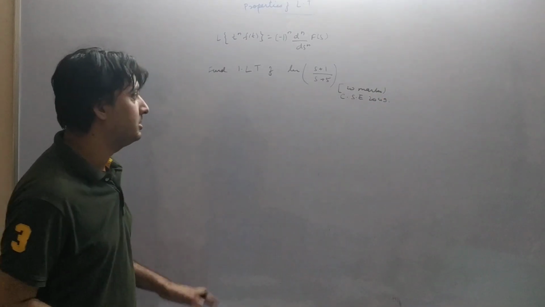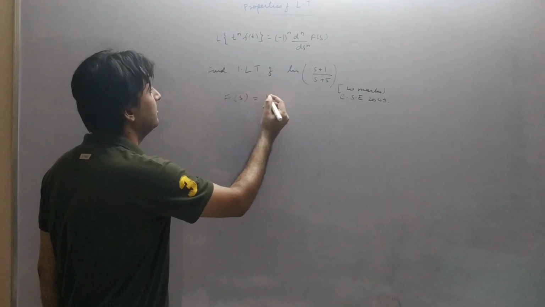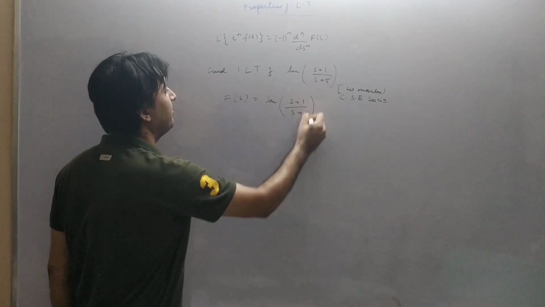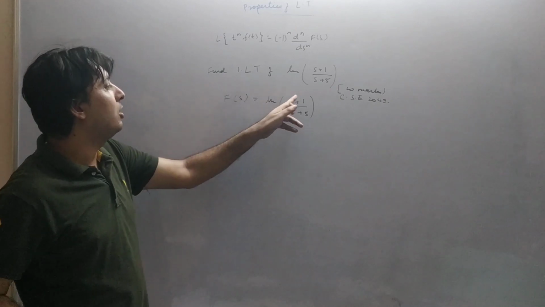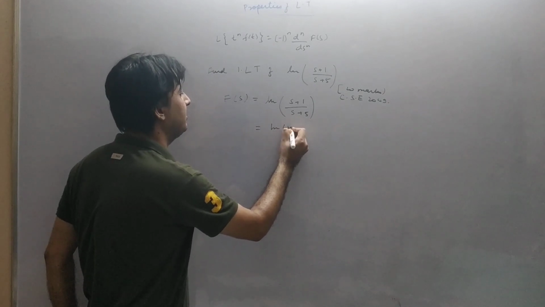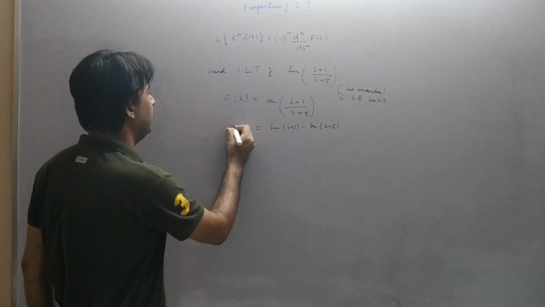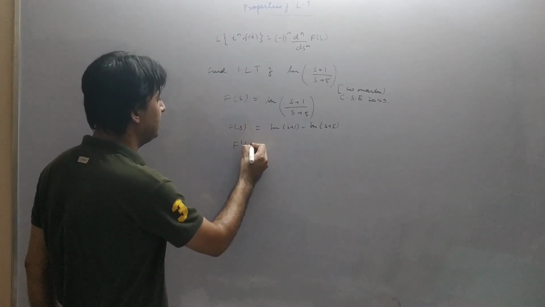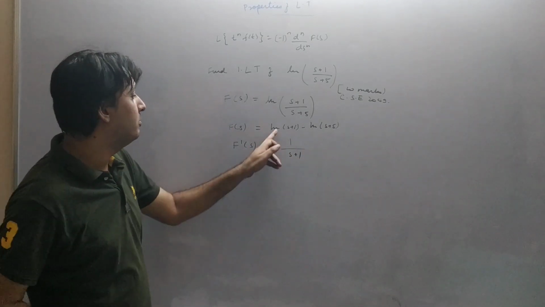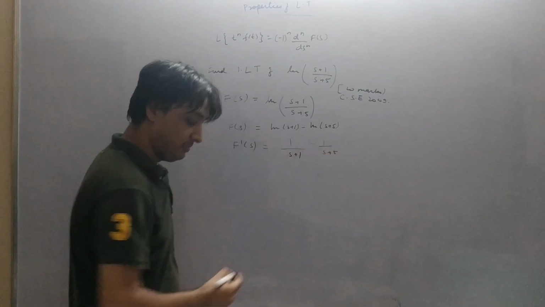Just now we have studied this property. First of all, we write F(s) is equal to ln of (s+1)/(s+5). Now we know that log of a by b is log a minus log b. So this is ln(s+1) minus ln(s+5). This is F(s). Now if we take its derivative one time, what does it become? The derivative of log x is 1 by x, so 1/(s+1) minus 1/(s+5).